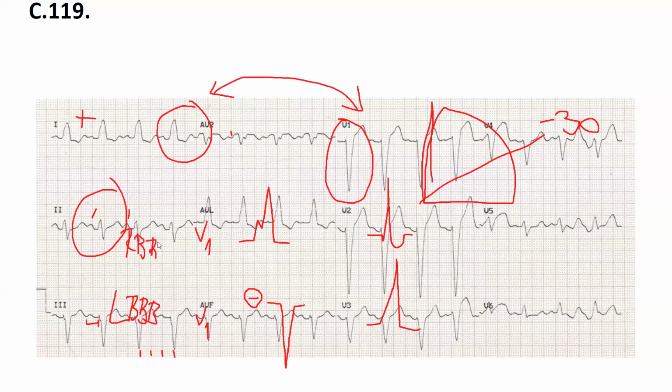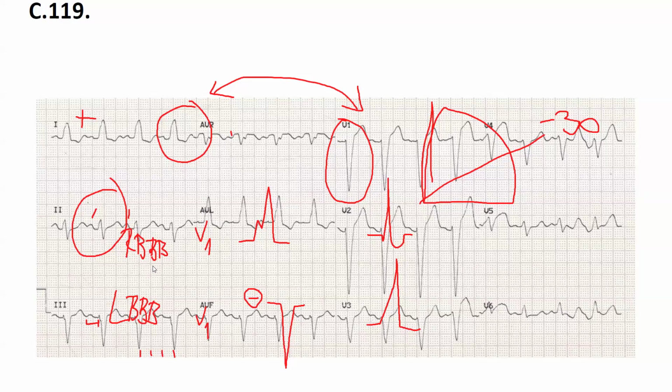Is the M complex only in V1, or do you have to see it in V2 as well? The wide R wave, not the M complex. Whenever you do have the wide R wave, the block is there. If you see the wide R wave on the right side, it's right bundle branch block. If you see the wide R wave on the left side, it's left bundle branch block.